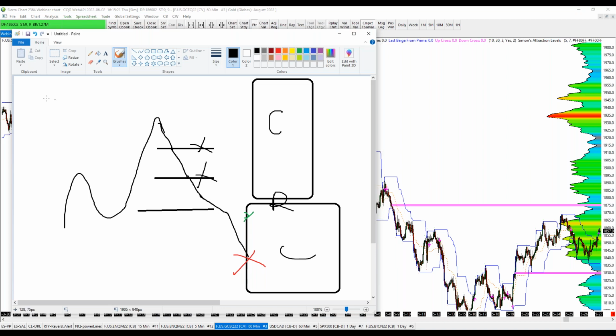So why would I risk 30 ticks if I can risk only 12 ticks or 10 ticks, etc.? And this is true for scalping and also for long-term trading. Okay, any questions on this so far?